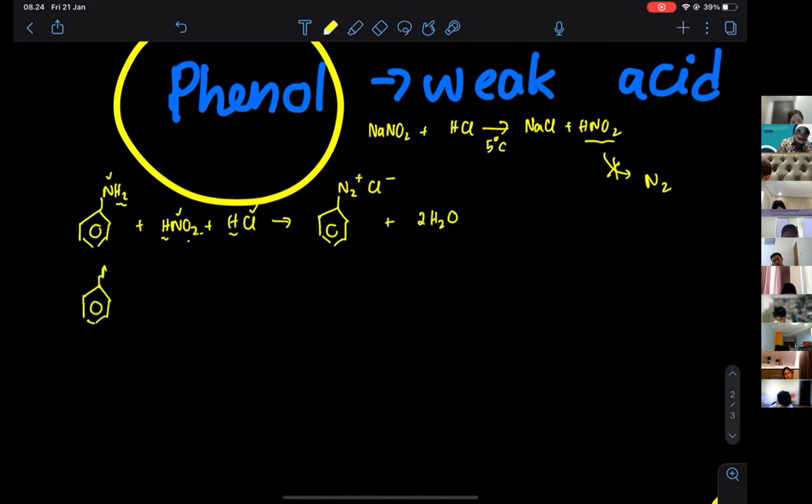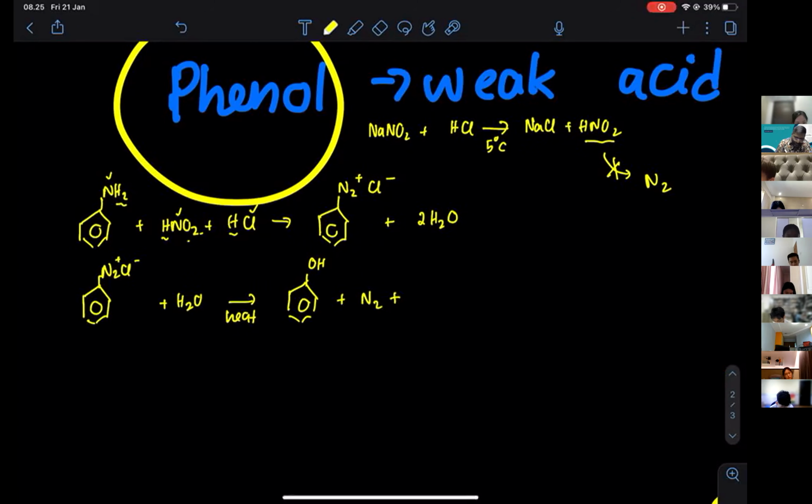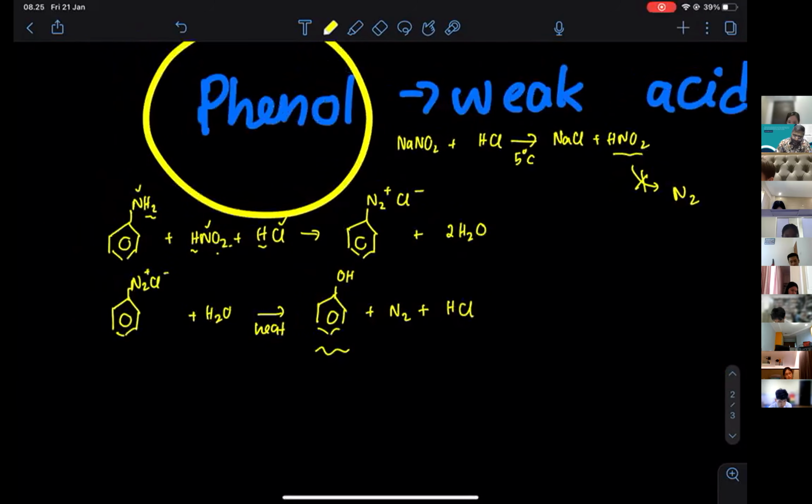For the production of phenol, you take this N2Cl, react it with water, and then heat it up, and you are going to get phenol. You will get nitrogen and the OH, and HCl. This is how you get phenol. But do remember this is the first step in diazotization.